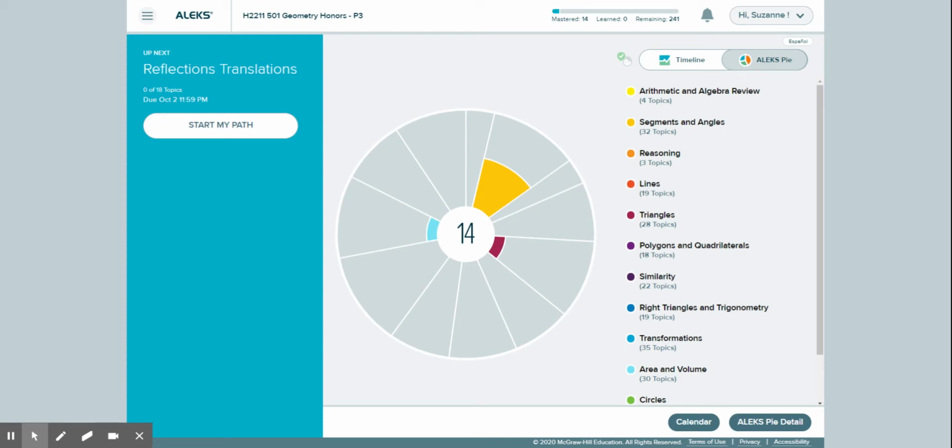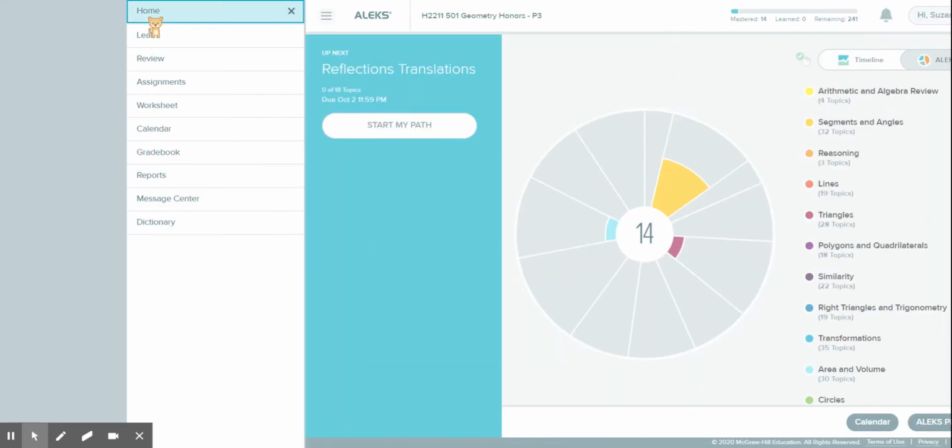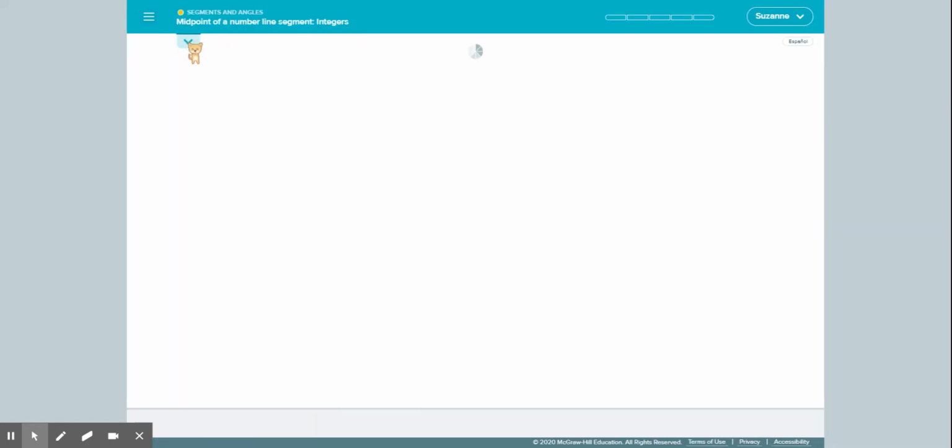So it's really important that you make sure you have the correct topics done on time. So your first learning objective is due on October 2nd, and that's reflections and translations. There are 18 topics in that objective, but that doesn't just mean do 18 topics. It means do the specific 18 topics that have gemstones when you go to them.